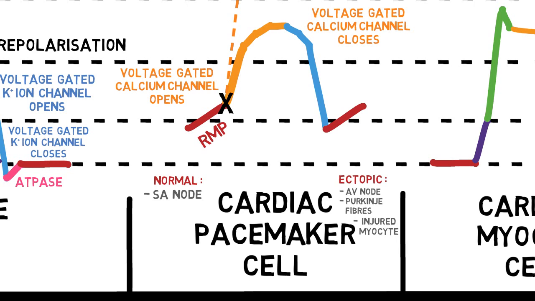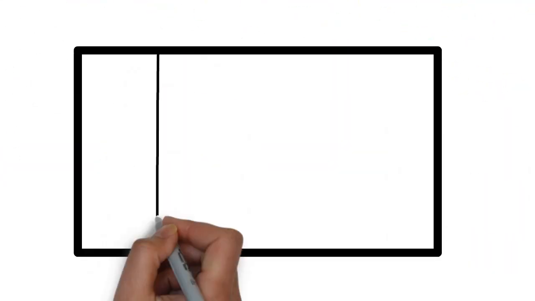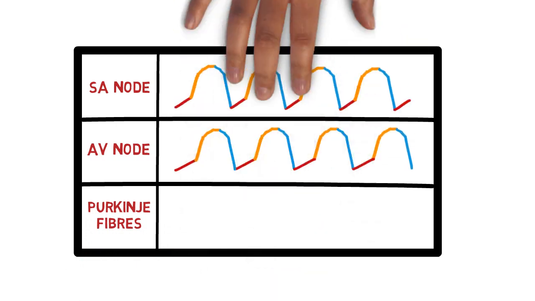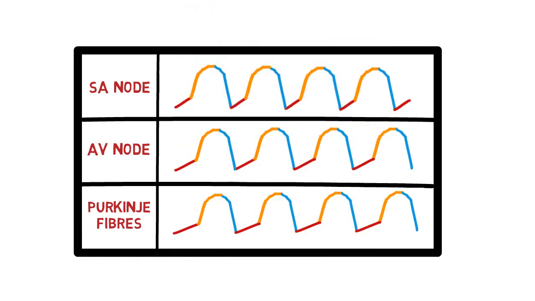But if the AV node and Purkinje fibers can generate their own action potential even without injury, then why are they not our pacemaker? Let's look at how they differ from each other. They exhibit a rather similar graph of action potential with only a very slight difference. That is what we call the rate of spontaneous depolarization. Let's look at the red lines showing their unstable RMP. The SA node has the steepest red line, whereas Purkinje fibers have the least.